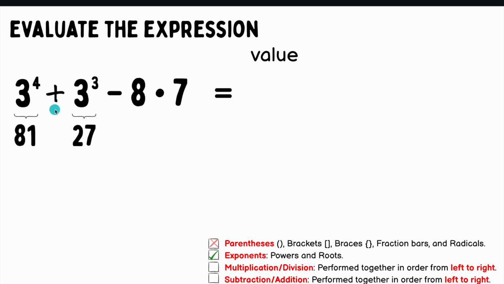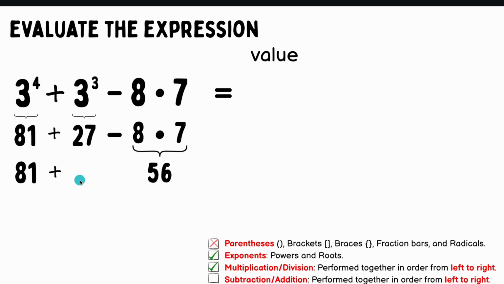Let's bring everything down. 81 plus 27 minus 8 times 7. Multiplication or division performed from left to right. I don't see any division, but I do see multiplication. 8 times 7 equals 56. We are finished with multiplication or division. Now let's bring everything down. 81 plus 27 minus 56.